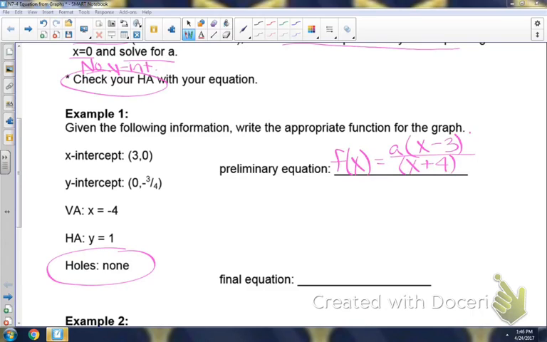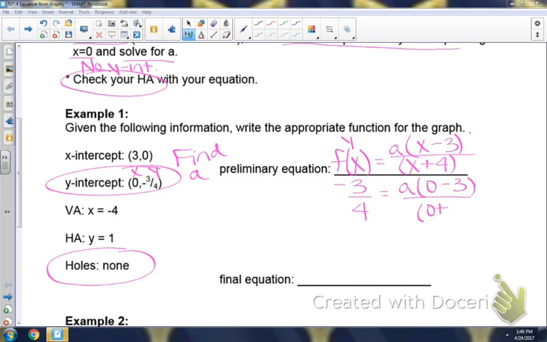Alright, so once we found that, we are finding a by using our y-intercept. That helps us with finding a. We're plugging in a 0 for x and a -3/4 for y. F of x is the same thing as y, so we're replacing that, and then we're replacing x with 0. So you're going to have a -3/4. On top, you're going to have -3 times a, so that's -3a, and then on bottom you'll have a 4. So notice -3/4 equals a -3/4 a. A would have to be a positive 1.